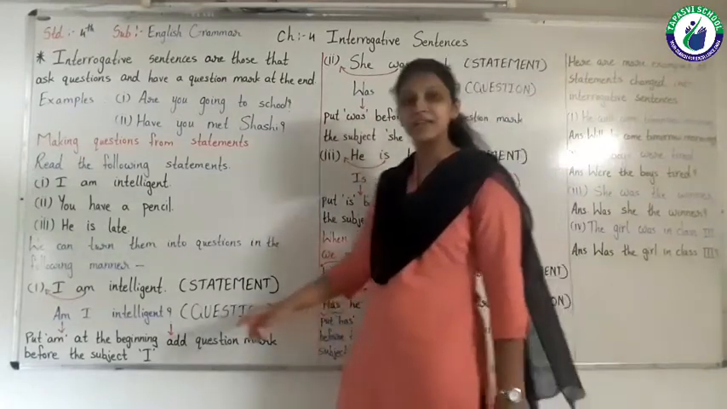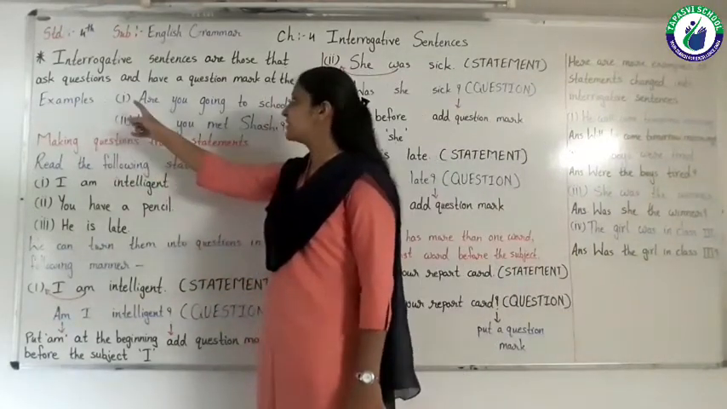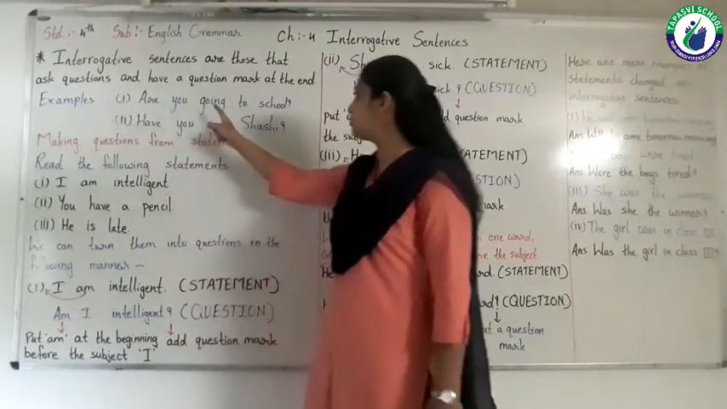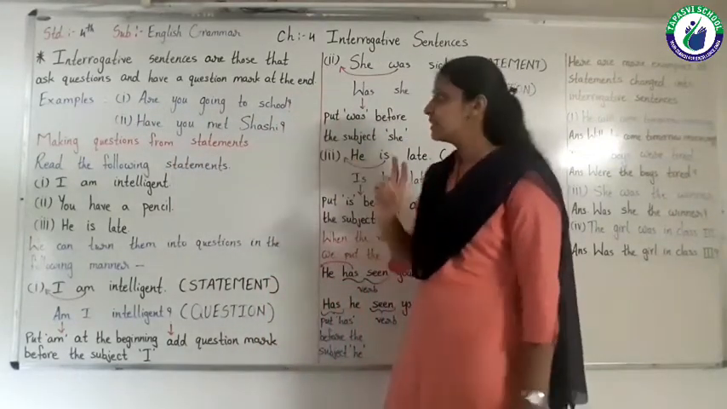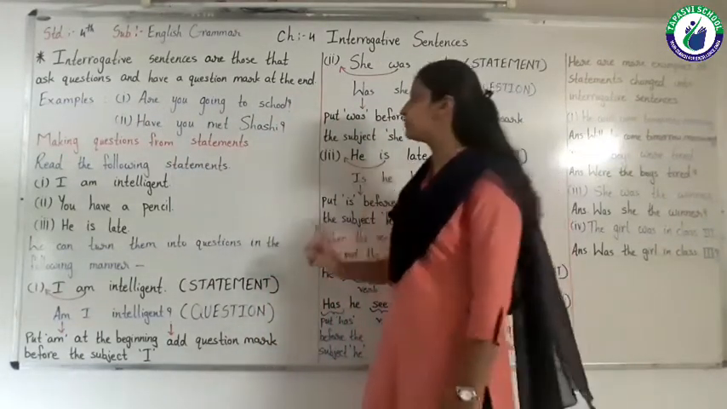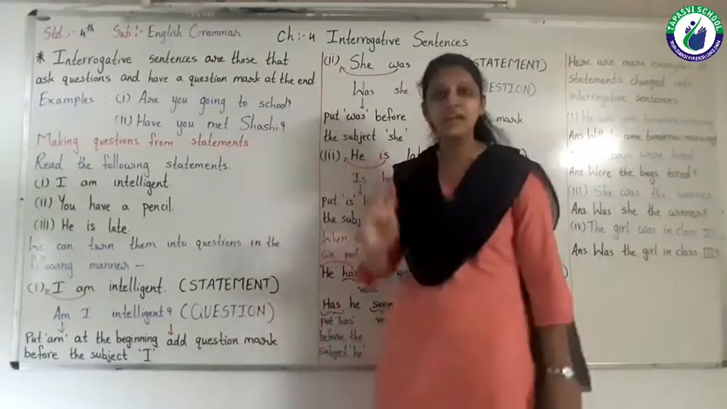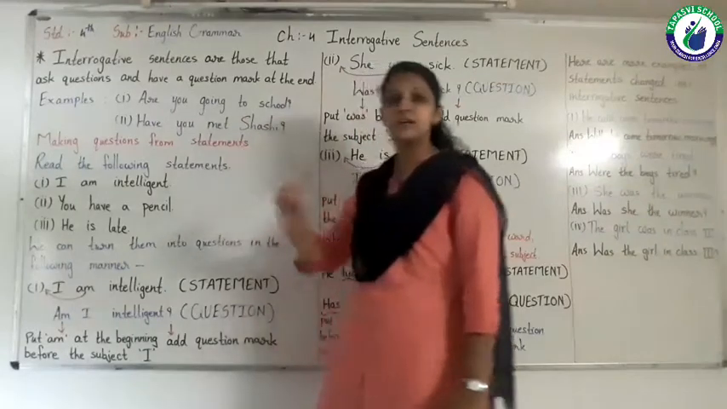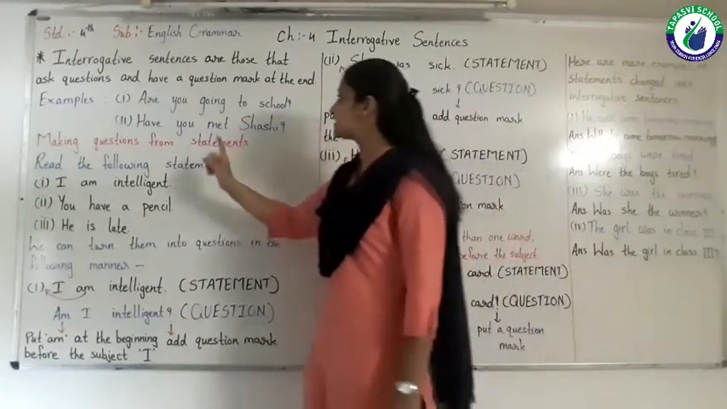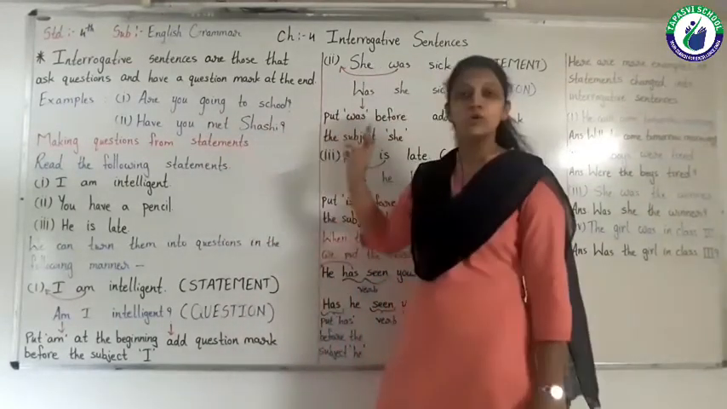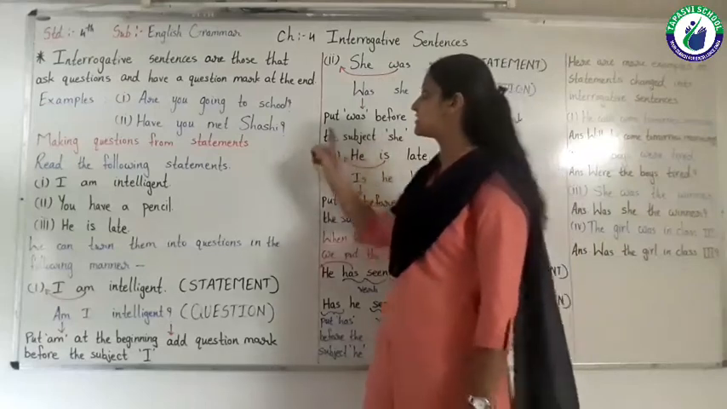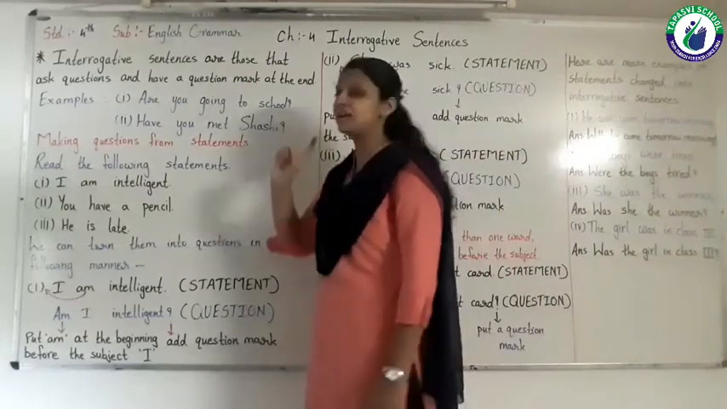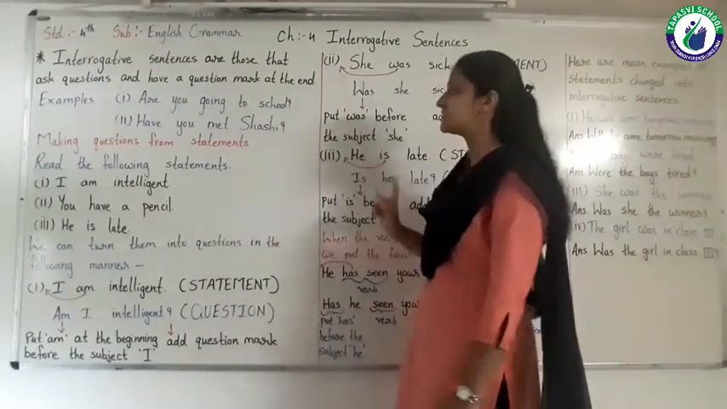Now let's see examples. Example number 1. Are you going to school? This example is of interrogative sentence. In interrogative sentence, first we put verb, after we put subject, after that we put object, and at the end of the sentence we put question mark. It is called interrogative sentence.